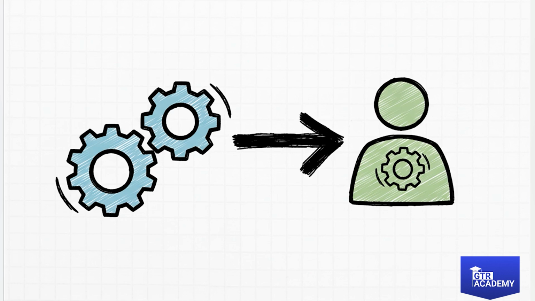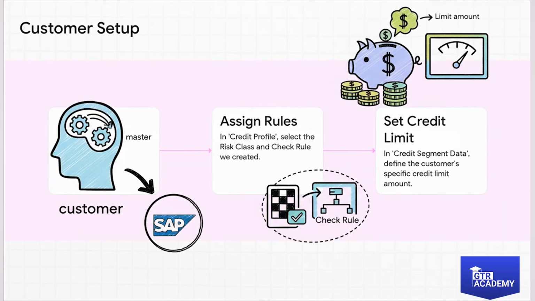But a rule isn't really useful until you apply it to something, right? So the final critical configuration step is to apply this logic to an actual customer, tailoring the credit management specifically to their profile. So you go into the customer's master data and you select the special SAP Credit Management role. From there, you assign the risk class and the check rule that we just built. And the very last step is to pop into the credit segment data and just enter the specific dollar amount for that customer's credit limit. And that's it. We're fully configured.